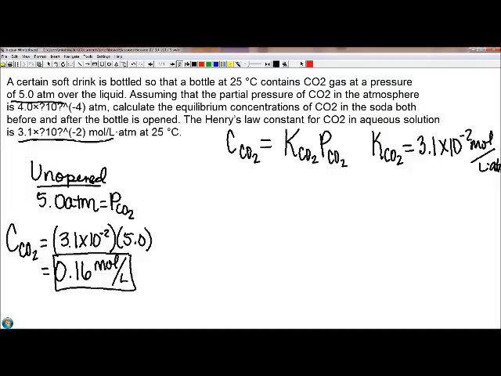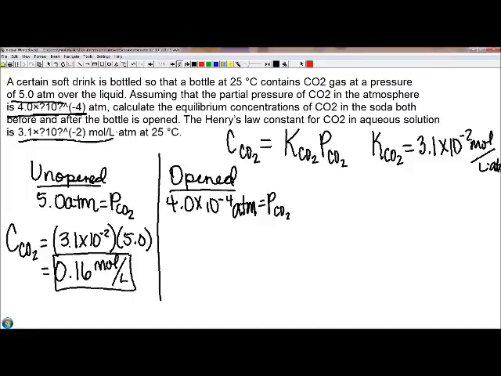Now let's figure out the concentration when it is opened. The partial pressure in the atmosphere is 4.0 times 10 to the negative 4 atmospheres. So that's going to be our new partial pressure of the carbon dioxide. Then we plug into the same equation to solve for the concentration using the same constant, 3.1 times 10 to the negative second, times that partial pressure.